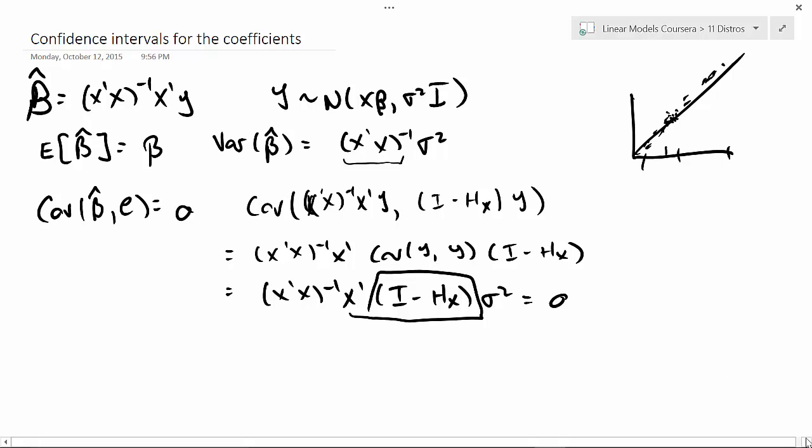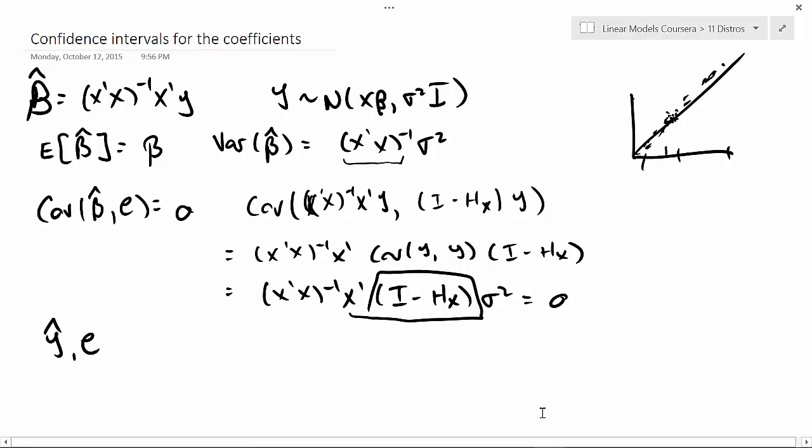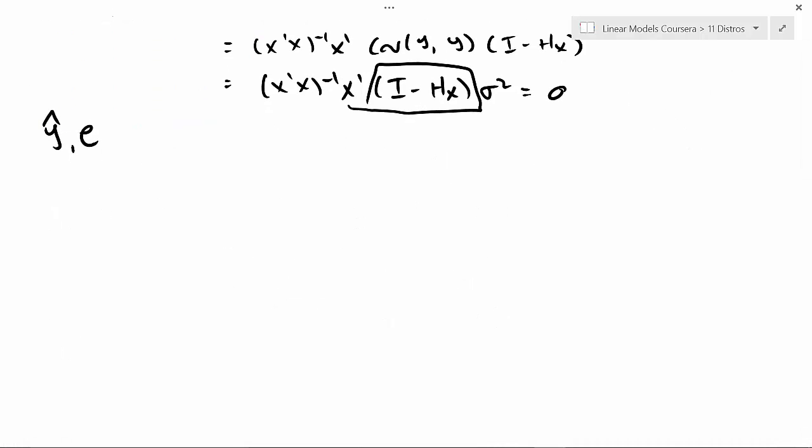is 0, and then because of the normality, that means that beta hat and our residuals are unrelated. And so similarly, our Y hat and our residuals are unrelated. We've seen that they're orthogonal, but now we actually see that they're statistically unrelated.